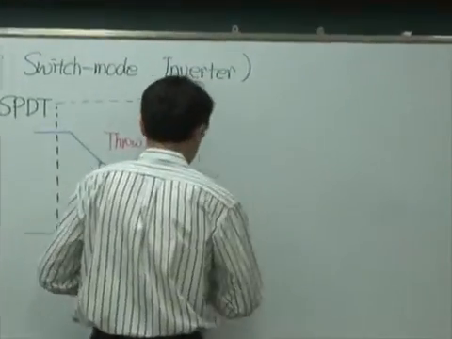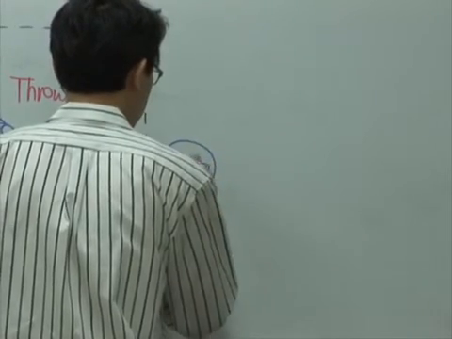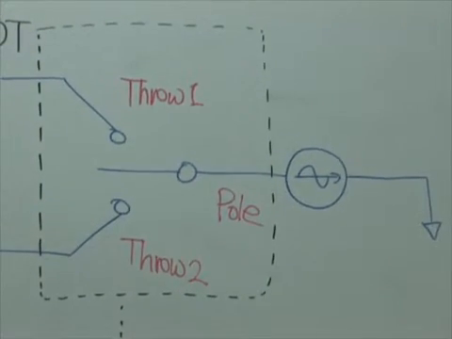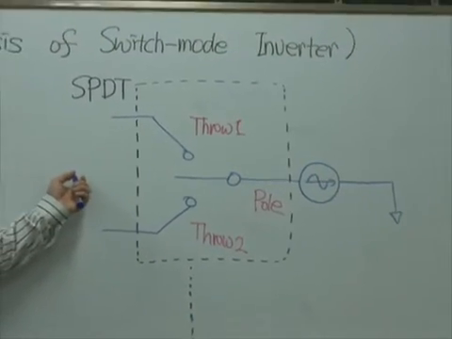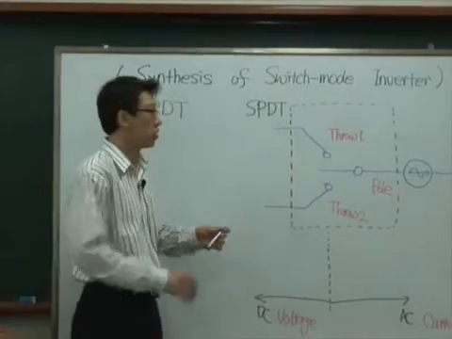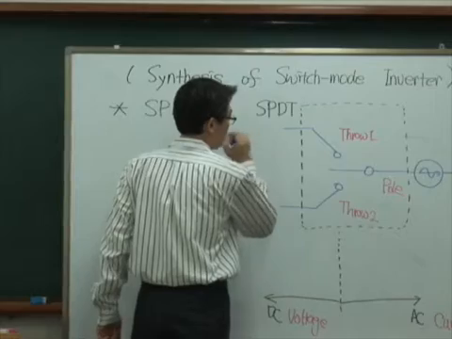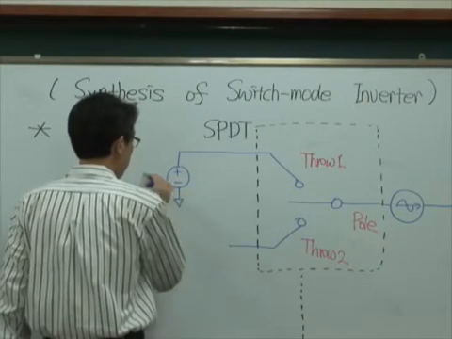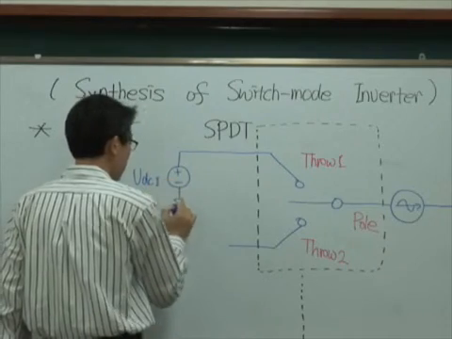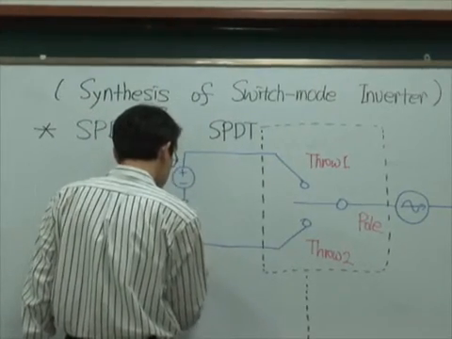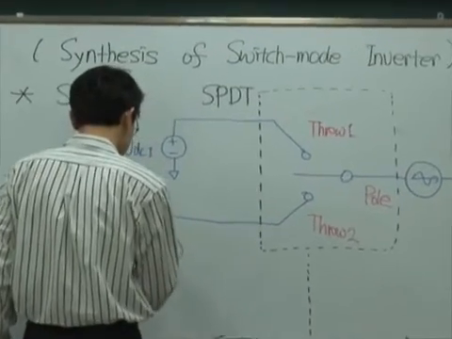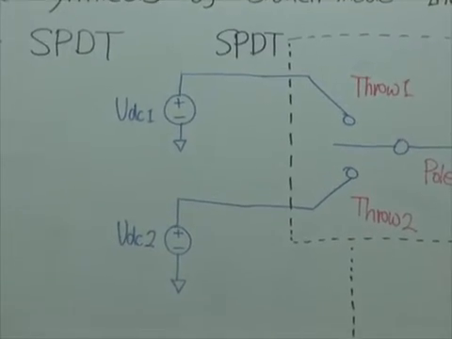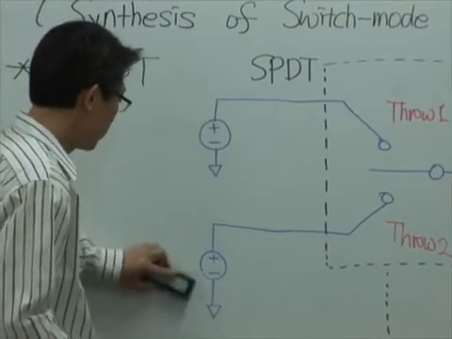Okay, we attach AC current source. Now, everybody can remember that we have to connect DC voltage source. And if you remember this DC-DC converter, we connect like this. VDC1. Right? Oh, sorry. Let's say this is V throw 1, V throw 2.